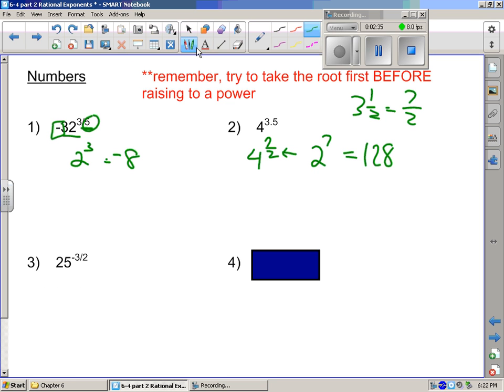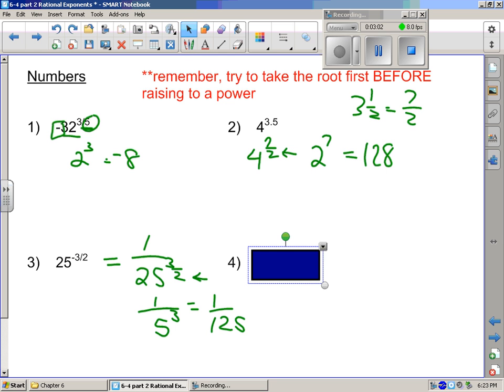Okay, so check this one out. We've got another negative here, but it's in the exponent. We don't know how to do negative exponents, so let's move them. We got to change it. We're going to make it 1 over 25 to the 3 halves. And then we're going to take the square root first. So that's 1 over 5 to the 3. And then 5 to the 3 is 5 times 5 times 5, 125.